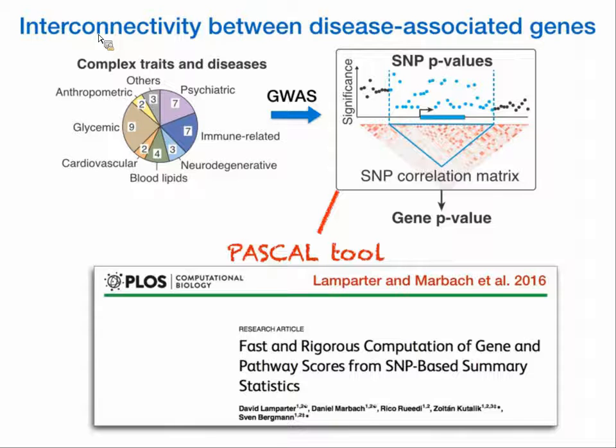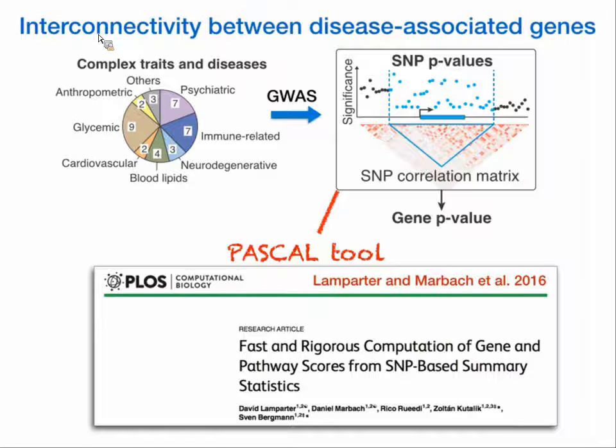to do that, I compiled a large collection of GWAS datasets. So here we had about 40 GWAS datasets. I think these numbers are not up to date anymore. And we then used our Pascal tool, which was also published this year. This method was developed by David Lamparter.